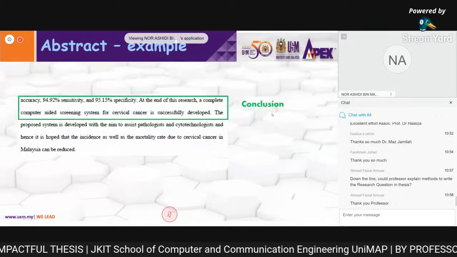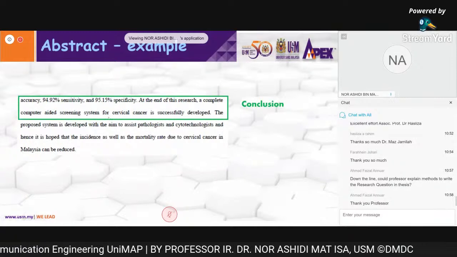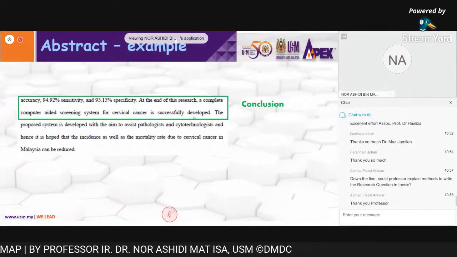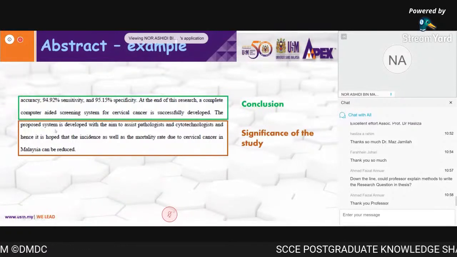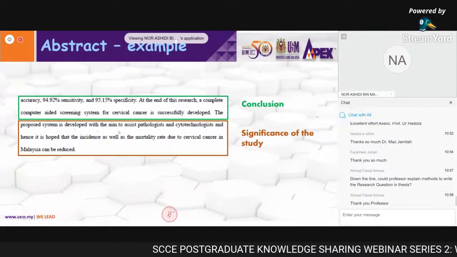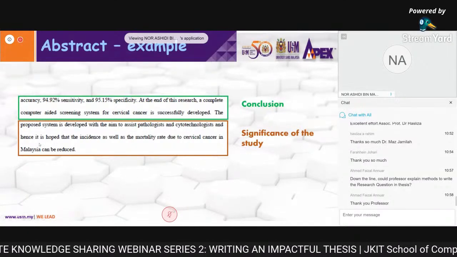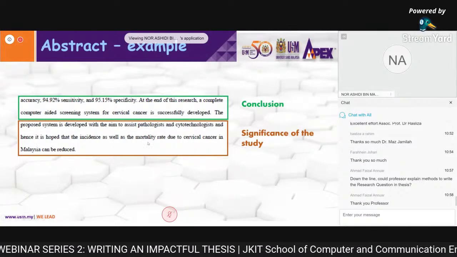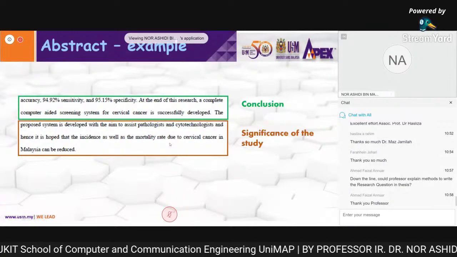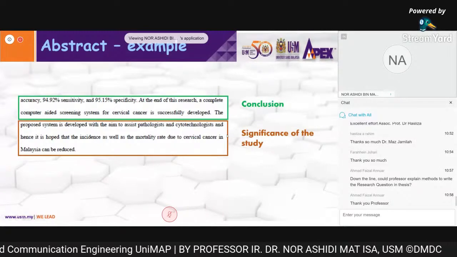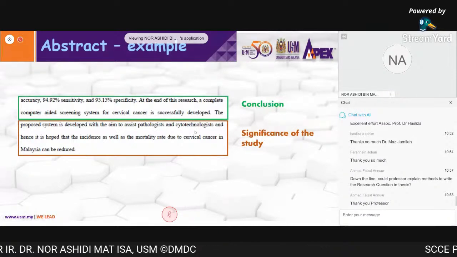And then this is the conclusion. At the end of this research, a complete computer-aided screening system for cervical cancer is successfully developed. And what is the significance? The proposed system is developed with the aim to assist pathologists and cytotechnologists, and hence it is hoped that the incidence as well as the mortality rate due to cervical cancer can be reduced. So why is it important? Because this system can be used to assist pathologists and cytotechnologists.